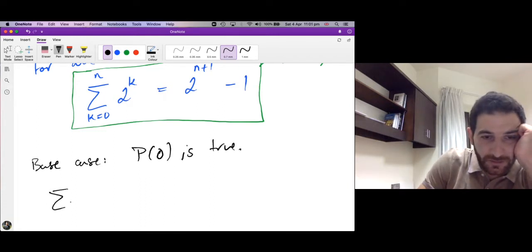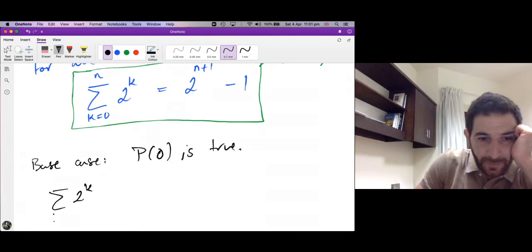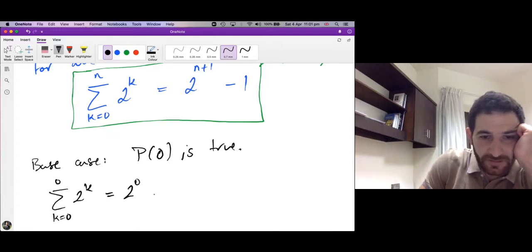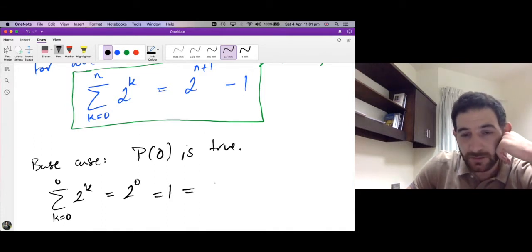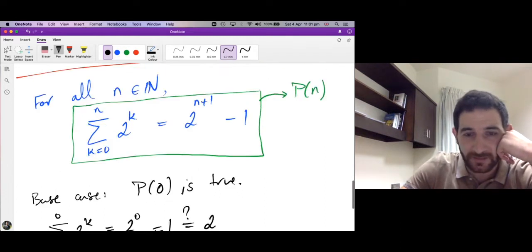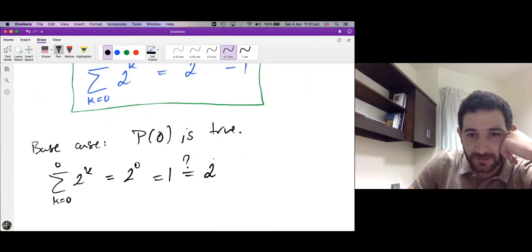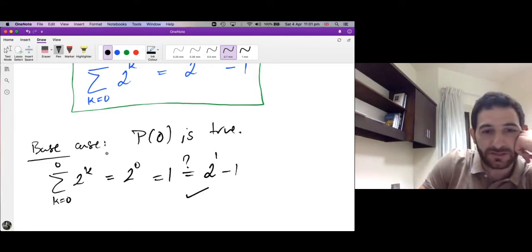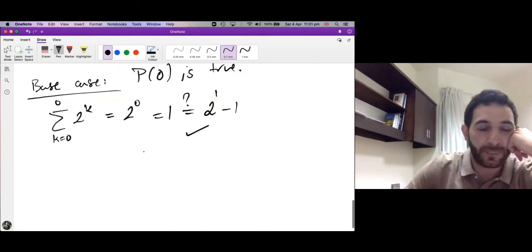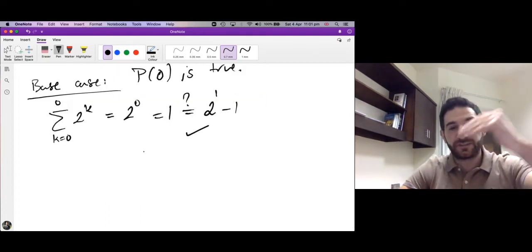That the summation of the powers of 2, where k starts from 0 and stops at 0, and this is just 2 to the 0, which is 1. We need to show that this is equal to 2 to the power n plus 1 minus 1, where n is 0. So 0 plus 1 is 1, and 2 to the 1 minus 1 is 1. Yes, 2 minus 1 is 1, so it's equal. This shows that the base case is true.